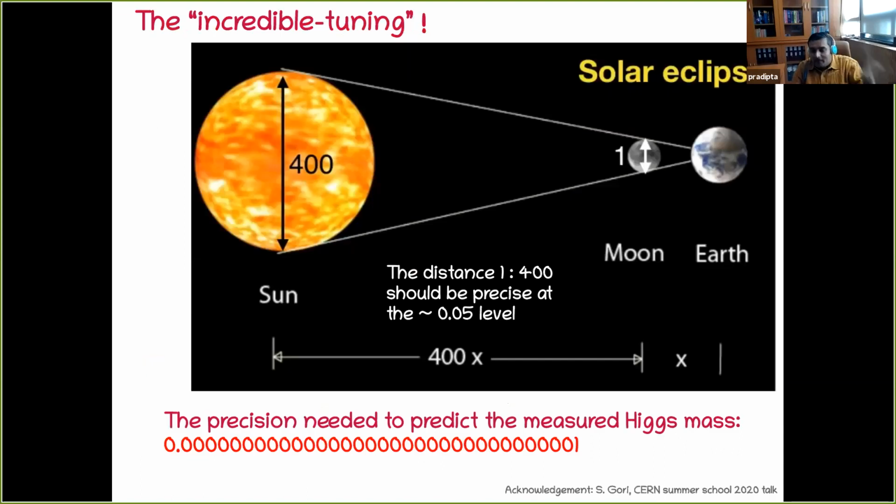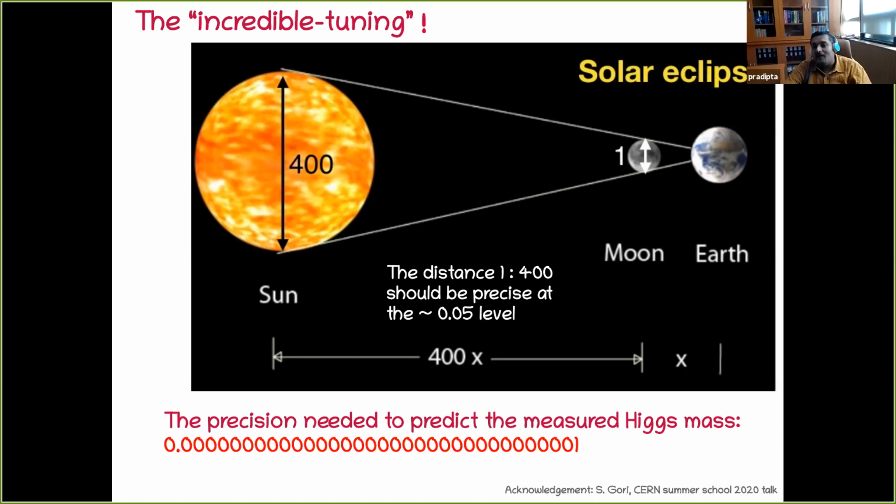Just to give you a story, just consider our famous, known example of the solar eclipse. To have the solar eclipse, this distance, as you know, should be very precise. And how precise? That should be at the 0.05 sigma level. But if you would want to compare this tuning with the precision needed to predict the measured Higgs mass, you see, it is 10 to the power minus 33. So you can now understand that that is why we are upset with this incredible amount of fine-tuning.